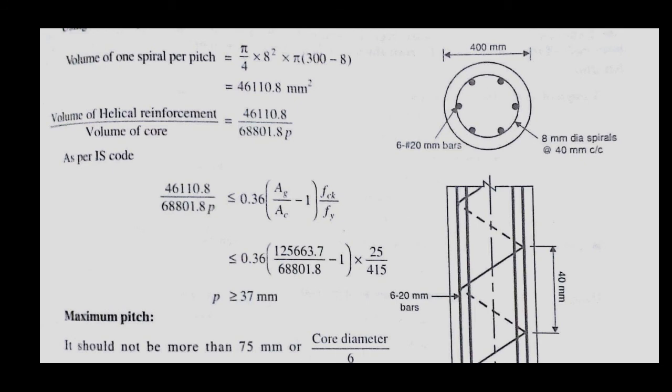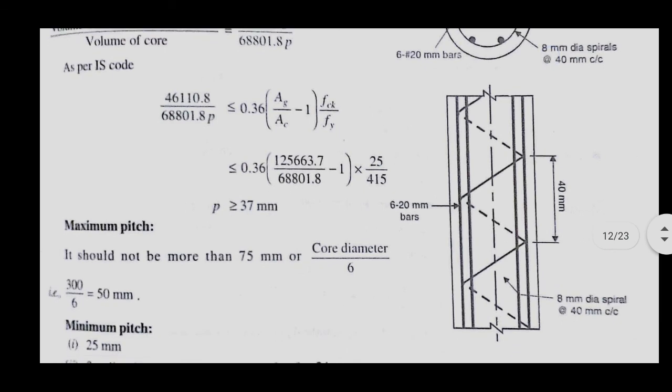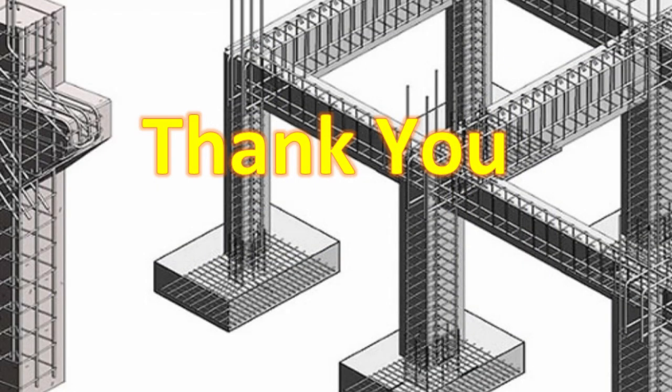Now look at the figure. At the upper portion is the cross section of the circular column: outer diameter is 400 mm, 6 numbers of 20 mm main bars are provided, and 8 mm dia spiral bars at 40 mm center to center are given. This is the longitudinal section to better understand the spiral reinforcement arrangement. The spiral reinforcement arrangement is like this, and the pitch distance, 40 mm, is shown like this. So the design of the axially loaded short column with helical reinforcement is complete. That's all for this lecture. Thank you.